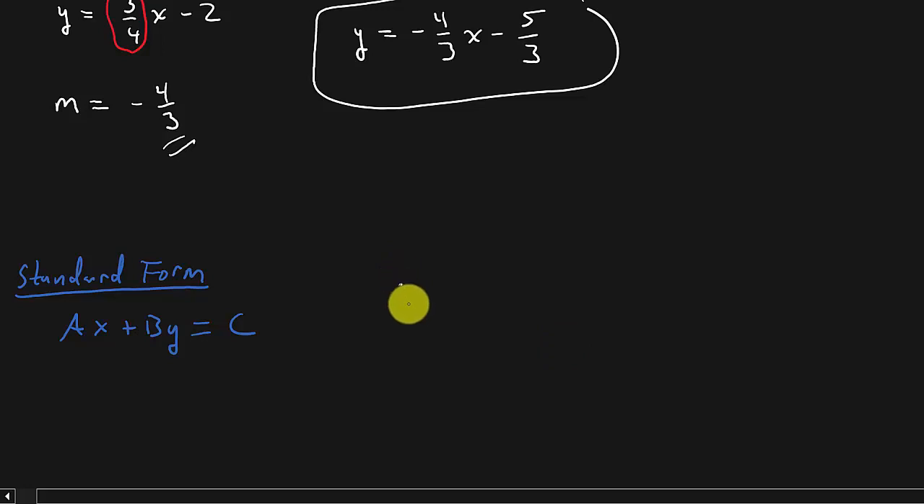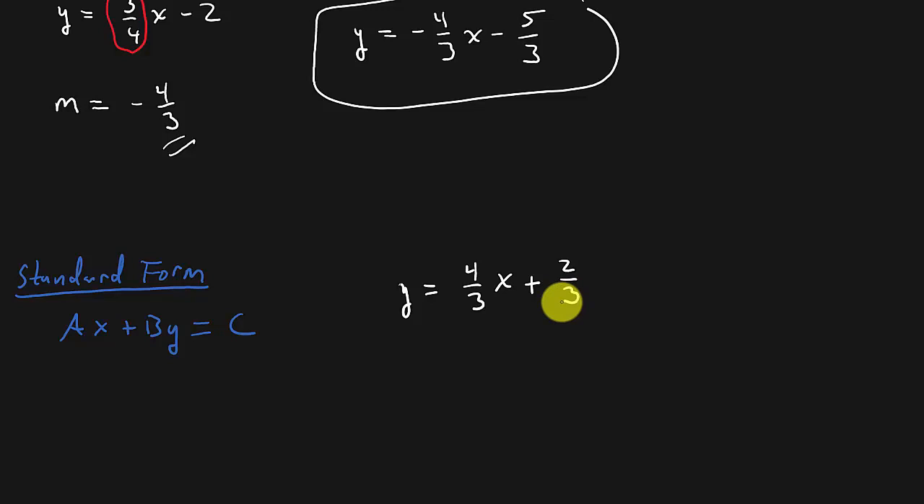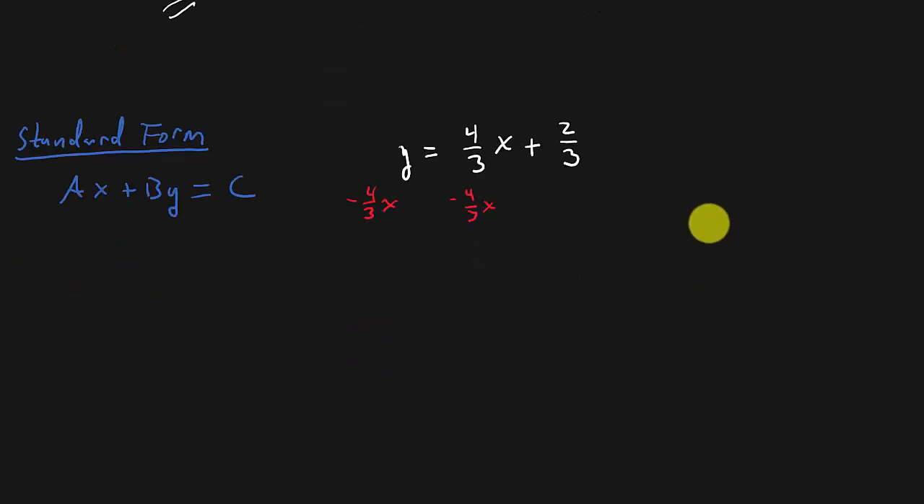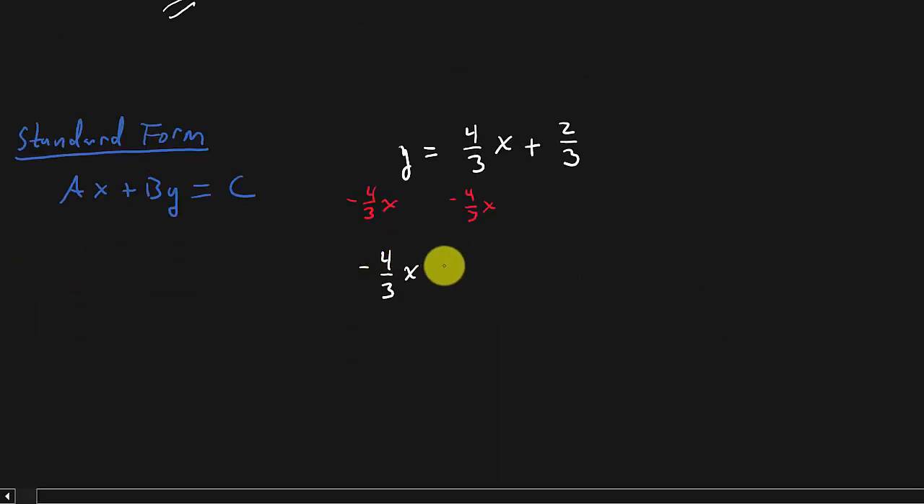So let's suppose we have y equals, say, 4/3 x plus, I don't know, 2/3. Let's say that's what we have. And I want to write this in standard form. So what this is telling me is I need to get the x and y on one side. So I'm just going to subtract 4/3 x from both sides. And so that is going to leave me with negative 4/3 x plus y equals 2/3.